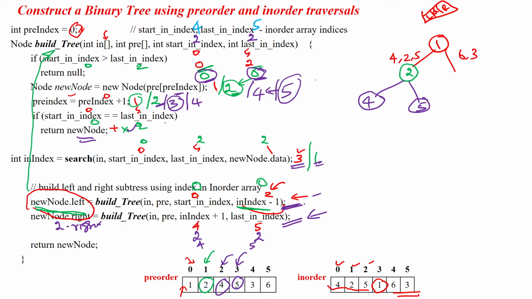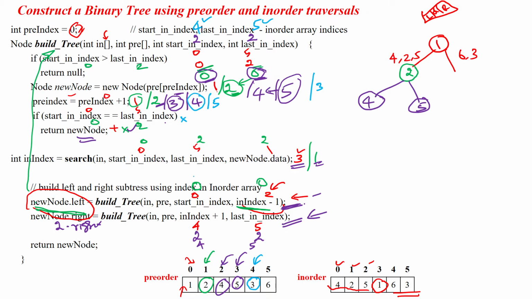Here we are checking start index 4 greater than 5, which is false. Now we are creating the new node. What is the pre-index of 4? The pre-index of 4 is 3. So this 3 is going to be the new node. Now pre-index is incremented by 1 to 5. Then we are checking start index equal to last index. No, it is false, because start index is 4 and last index is 5.